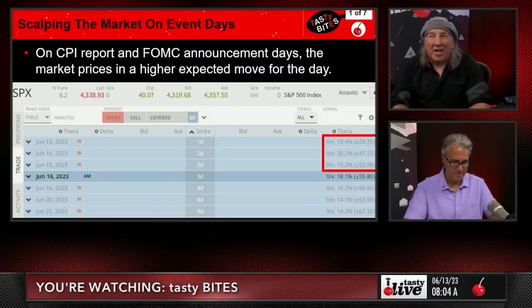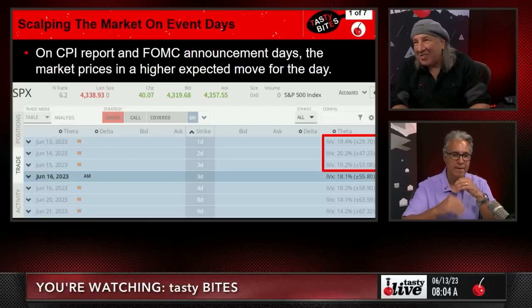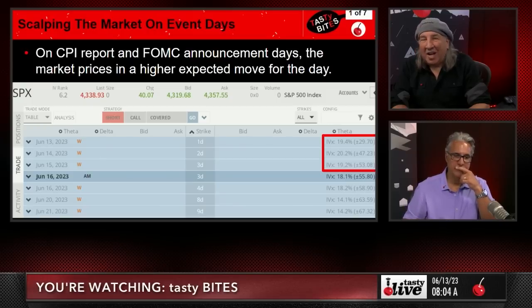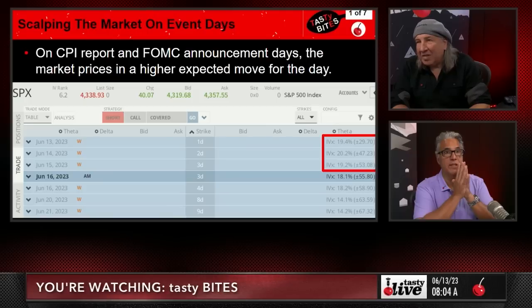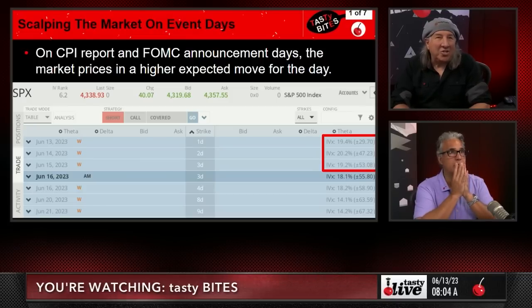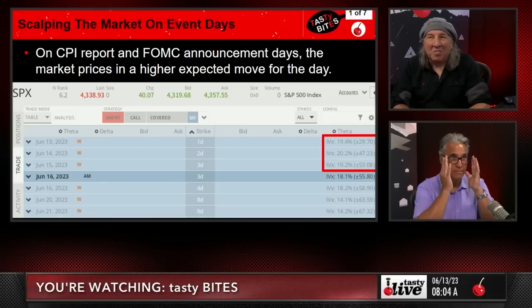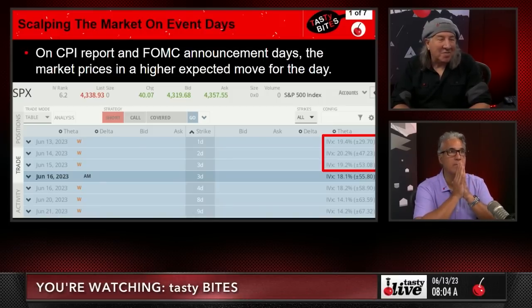The market price is in a higher expected move for the day. If you look on the right-hand side of the screen, it's kind of hard to see, but $29.70, $47.23, $53. So just say 30, 47, 53. What they're trying to show is that on a day when there's no number, the expected move was less than 30. On a day when there's a number, the expected move jumped $20, $25 more. Correct. That's the higher prices, and the same thing for the next day.